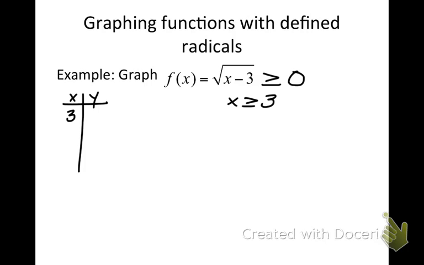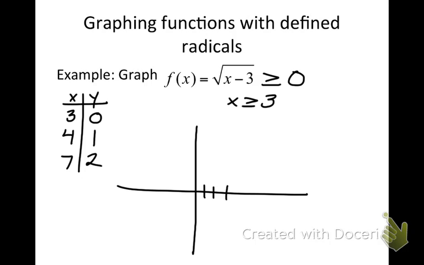Well, when we input 3, 3 minus 3 is 0. The square root of 0 is 0. If I input 4, 4 minus 3 is 1. The square root of 1 is 1. If I input 5, 5 minus 3 is 2. The square root of 2, that's not a very nice number, so I'm going to skip that one. If I plug in 6, 6 minus 3 is 3. The square root of 3 is, again, not that nice of a number, so I'm going to skip that one. If I plug in 7, why would that be nice? Because 7 minus 3 is 4, and the square root of 4 is 2. All right, so let's plot those 3 points and see what this looks like.